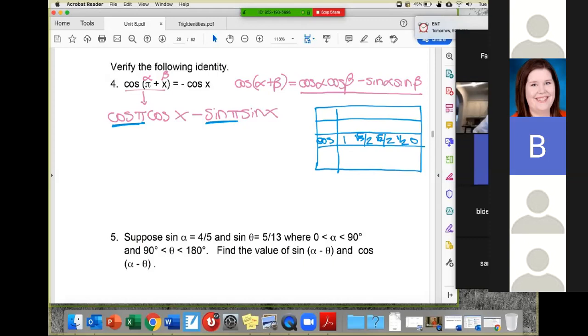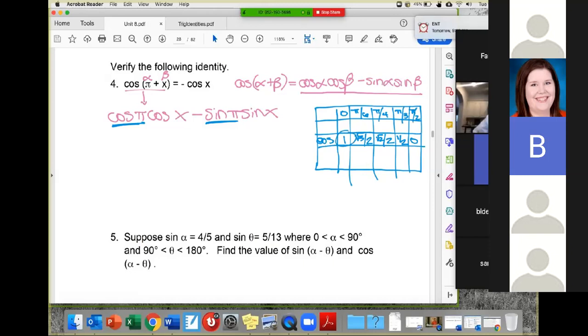So pi, where would pi have gone? What would pi have gone with in terms of reference angles? Anyone remember that? 0. It would go with 0, right? So these were my reference angles up at the top. Pi would go with 0, but pi was all the way over on the left-hand side.